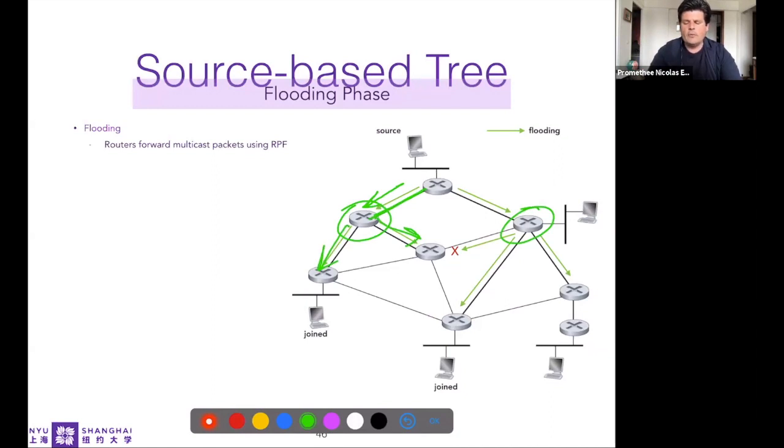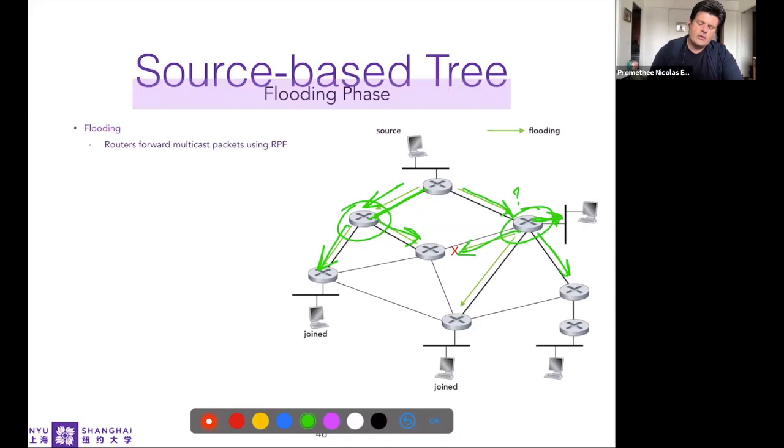Did I receive the packet from the shortest path? Yes or no? Was it the shortest path to the source? Yes or no? Is it? Guys, anybody? Yes, it is. So I sent everywhere. And sorry, I forgot this one too. Anyway, I will explain later why I didn't do it. But anyway, I sent it here too.